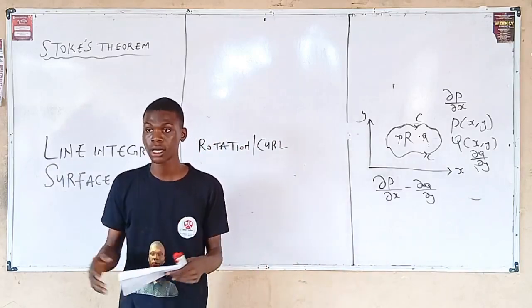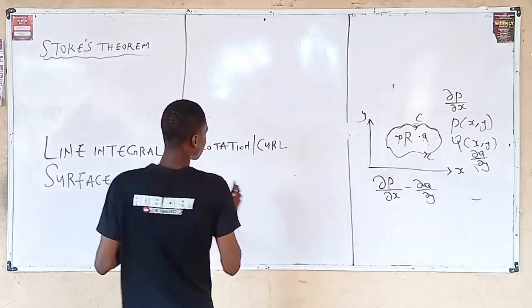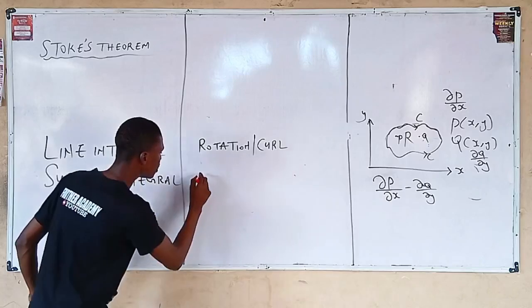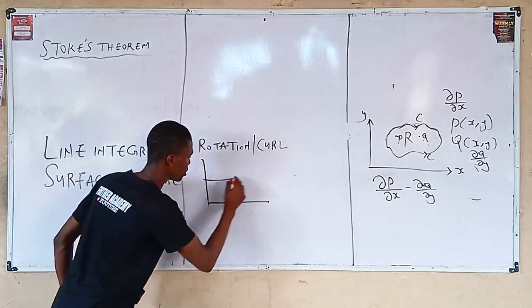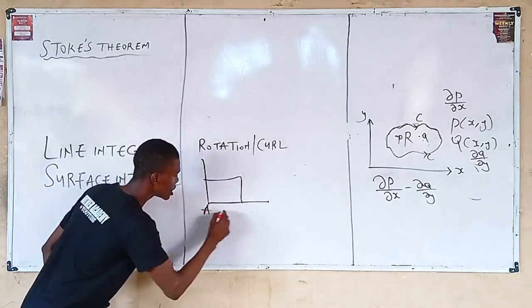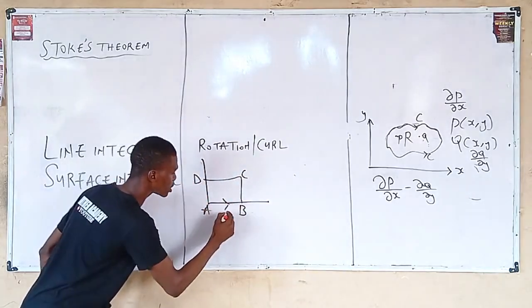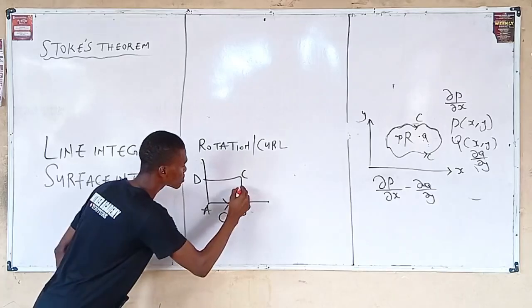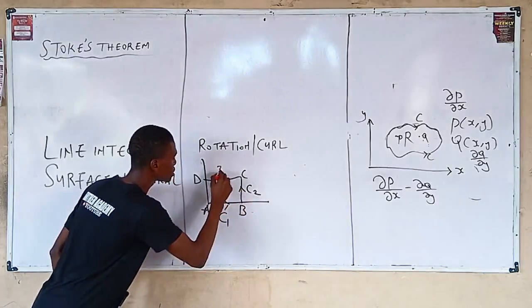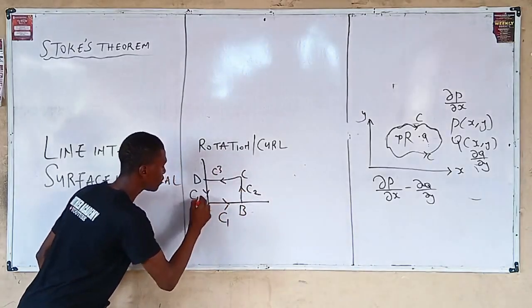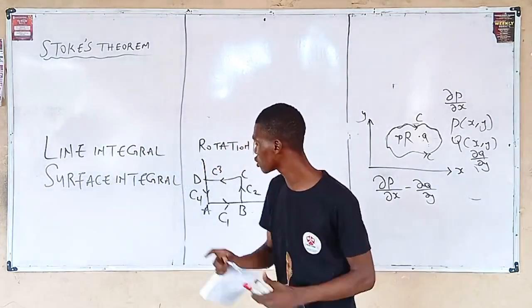Now, we now said, instead of working around the boundary C and adding up all the tiny changes in the vector field, right? From here, let's say you are given a question under Green Theorem. Say this is A, say this is B, say this is C, say this is D. Of course, this is my C1, this is my C2, this is my C3, this is my C4.